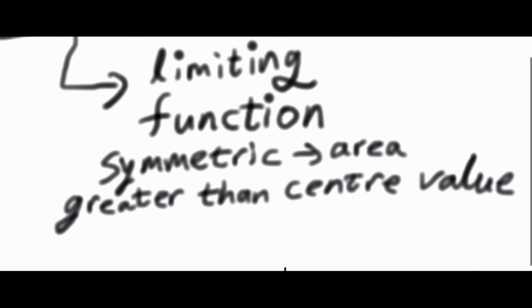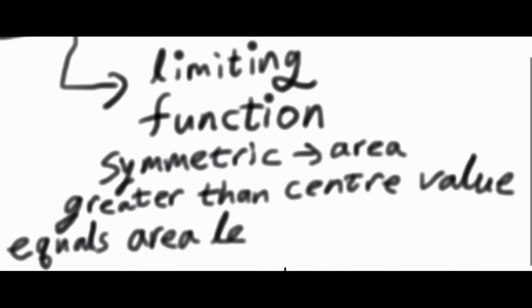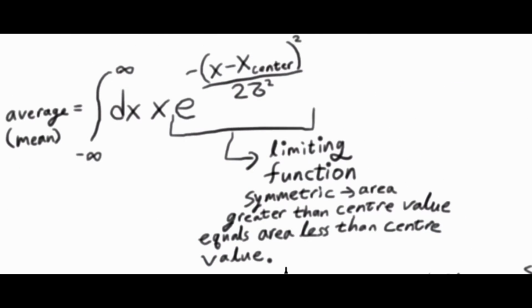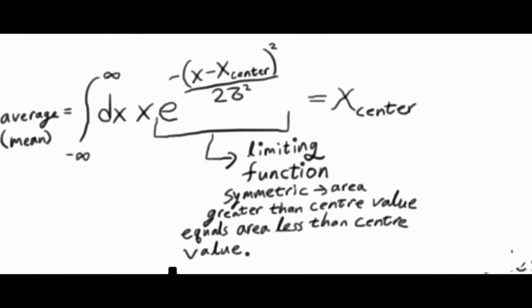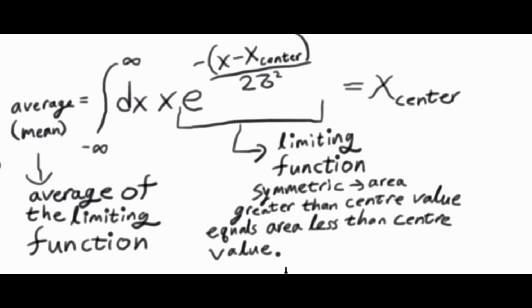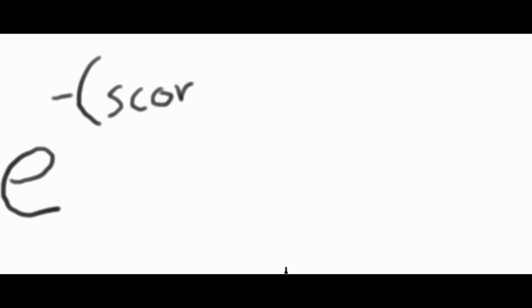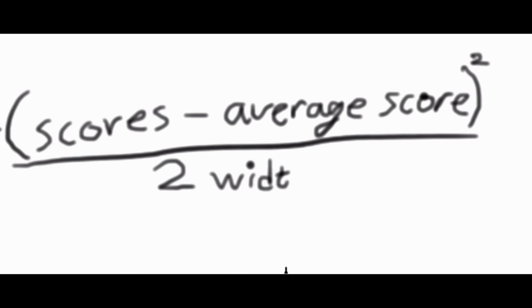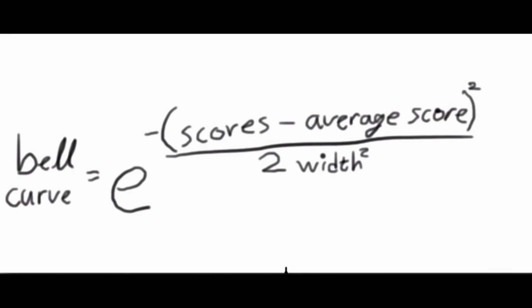Now this x center refers to the center of the limiting function. This is the thing that the measurements or the test scores will approach but will never reach, as n increases all the way to infinity. So looking at our equation for the bell curve and writing it out in English, what we have is the bell curve equals the exponential to the power of negative the scores, the horizontal axis, minus the average score, the center, squared, divided by 2 times the width of the bell-shaped curve squared.